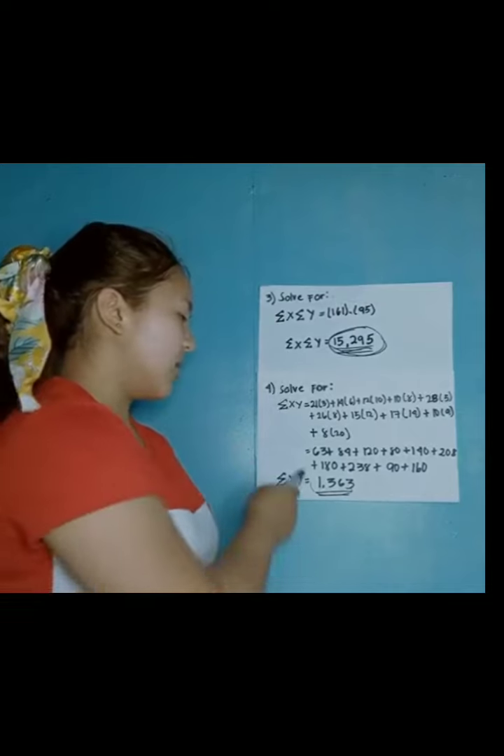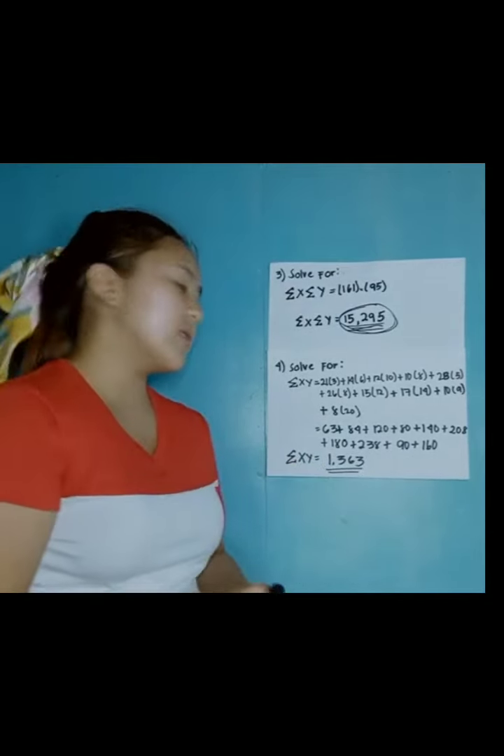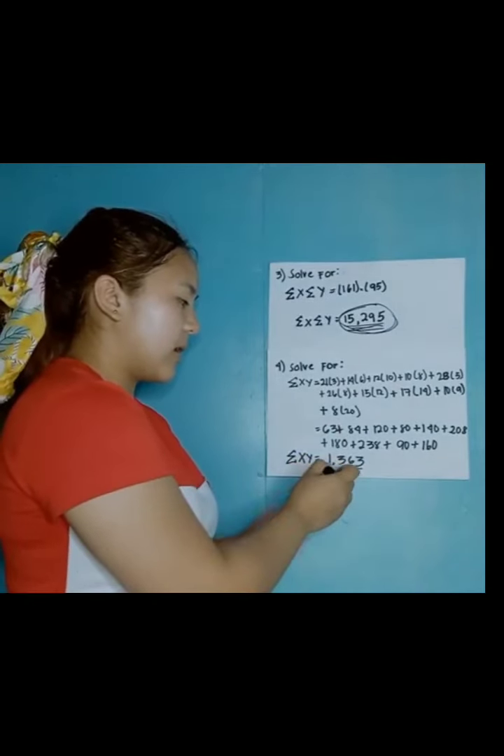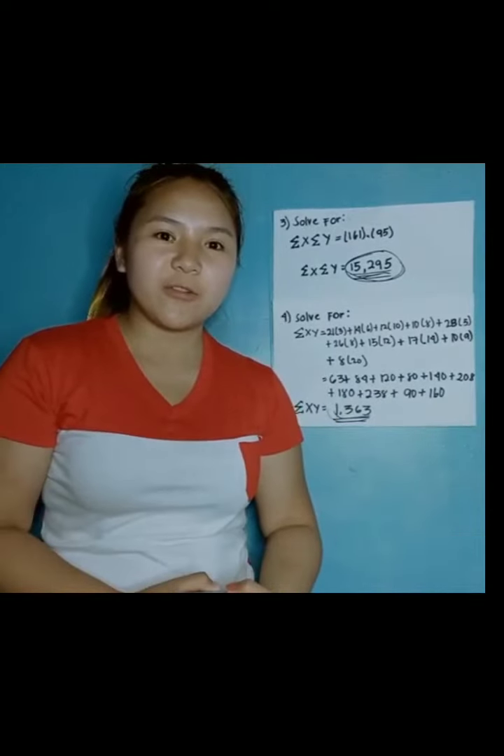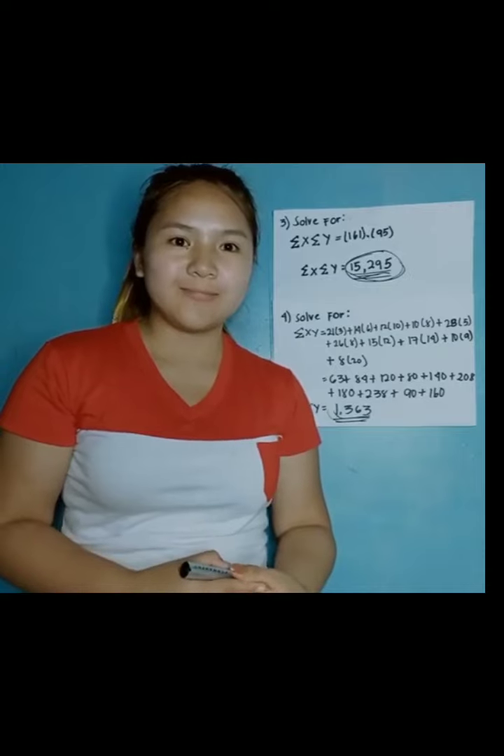So in this, you add all the products of x and y. So the result is 1,363. So that's all. Thank you for listening. God bless and keep safe, everyone.